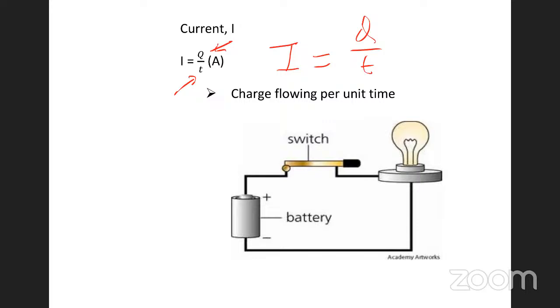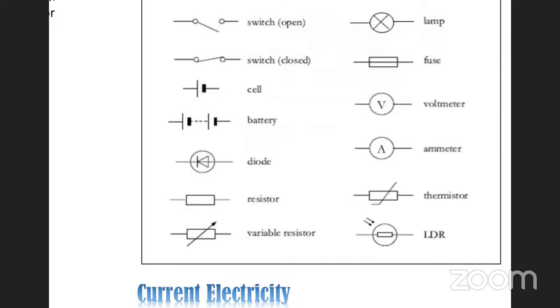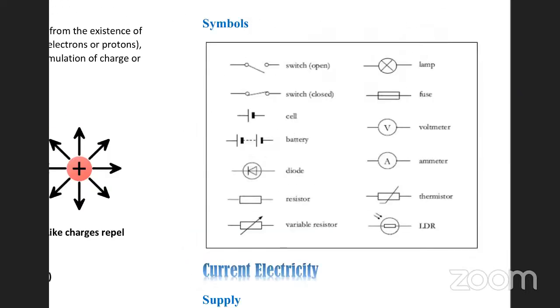What? A load, battery, a supply. What else? A load. What else? A switch, and connecting wires. Right? Those are the four things every circuit needs. For every circuit, we have to learn these circuit symbols. These are all the circuit symbols here.